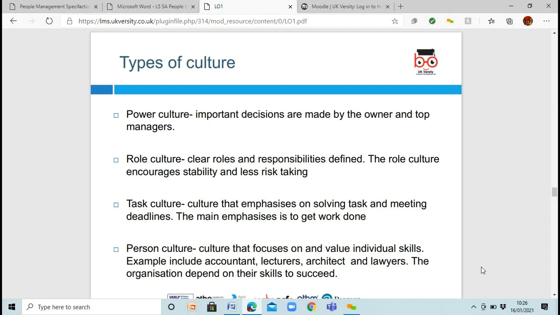And now we're going to look at different types of cultures. So there's a power culture where important decisions are made towards the top of the hierarchy, so the owners, directors, and the managers. There's a role culture where everybody knows that they have clear roles and responsibilities. These have been defined. And then the role culture encourages stability and also less risk-taking, because, you know, this is what I've got to do and that's that.